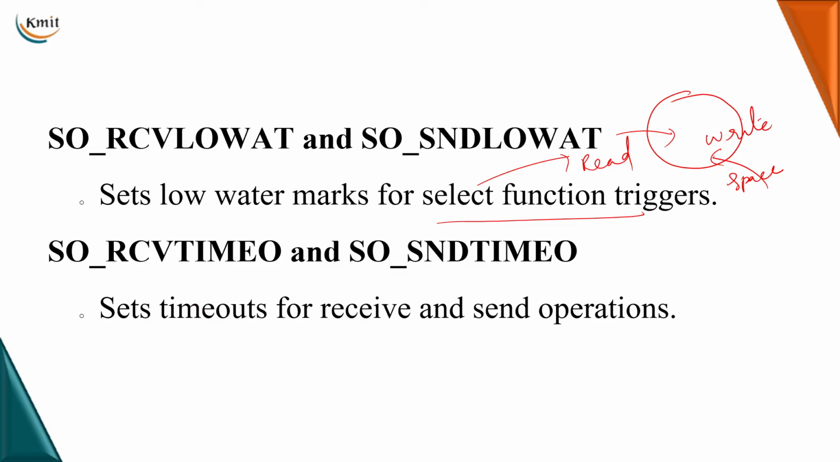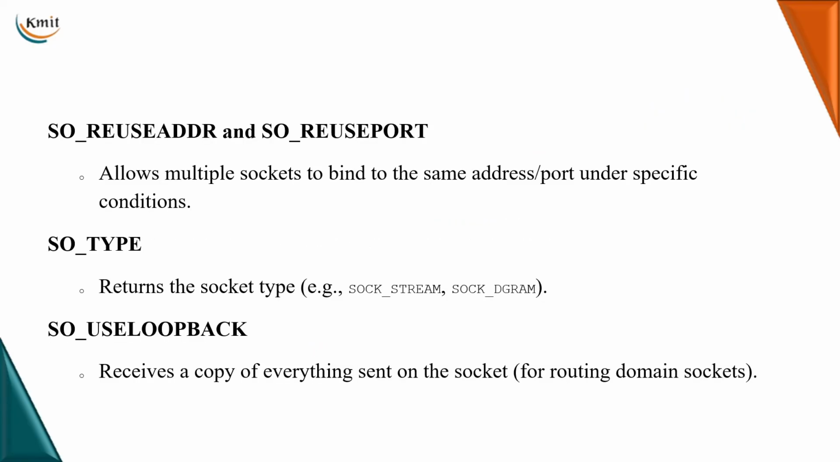Then we have socket receive timeout and socket send timeout. These both options are used to set the timeout on socket receive and send operations. Then we have socket reuse IP address and socket reuse port number. This option allows multiple sockets to bind to the same IP address or the same socket address under specific conditions. Then we have a socket type option which returns the type of the socket, whether it is a stream socket, datagram socket or a raw socket.